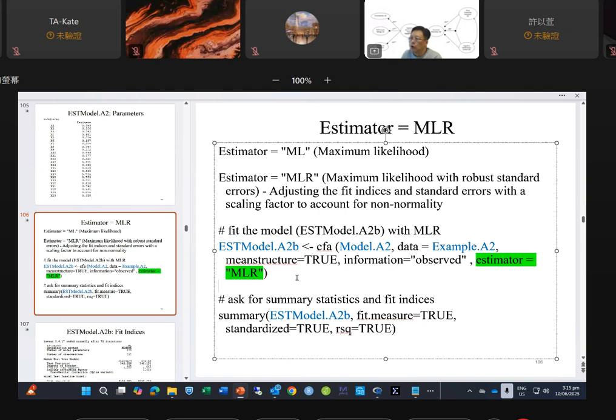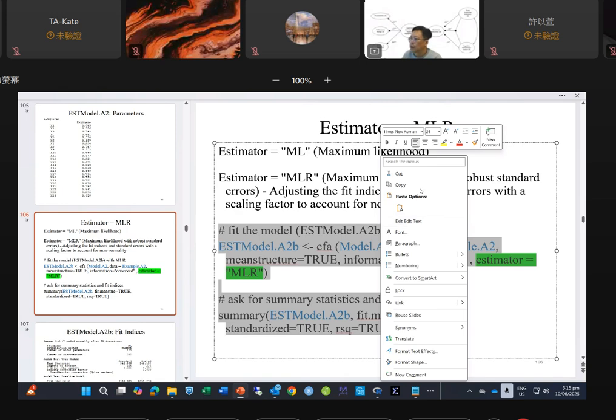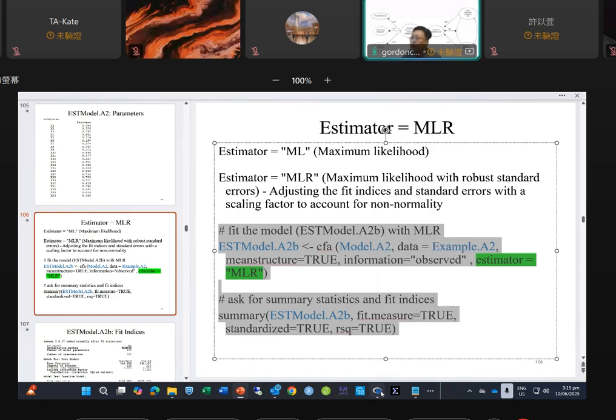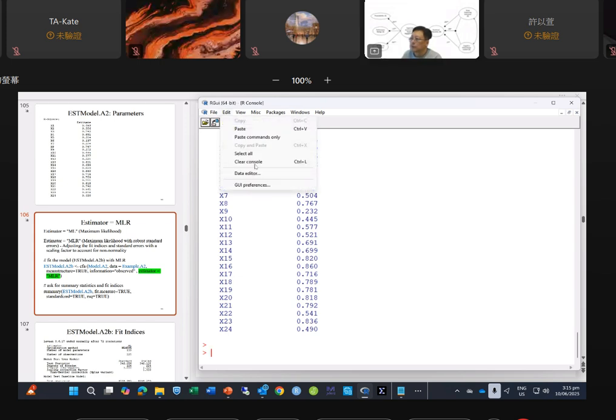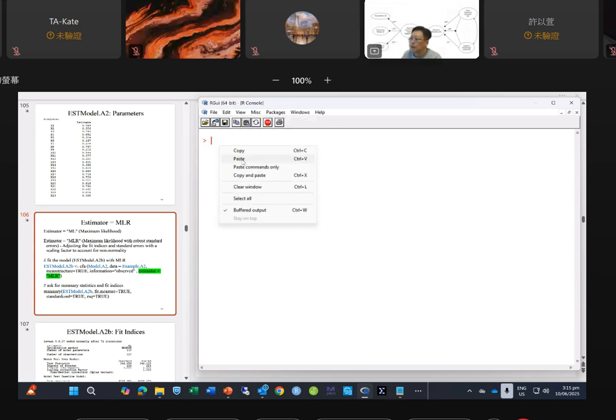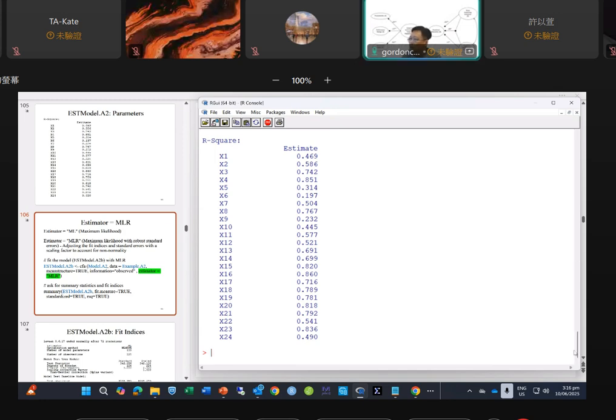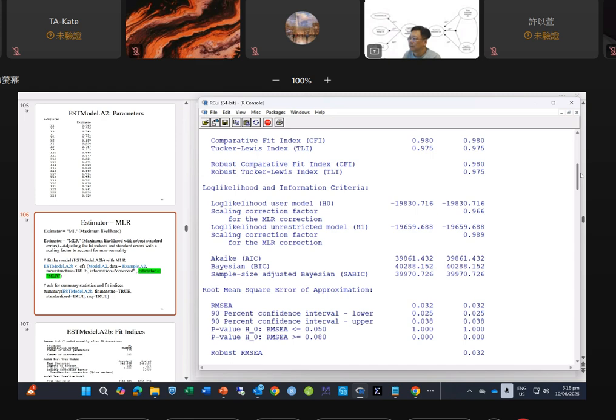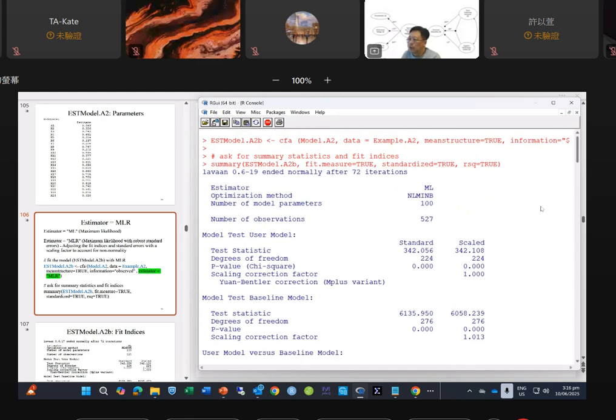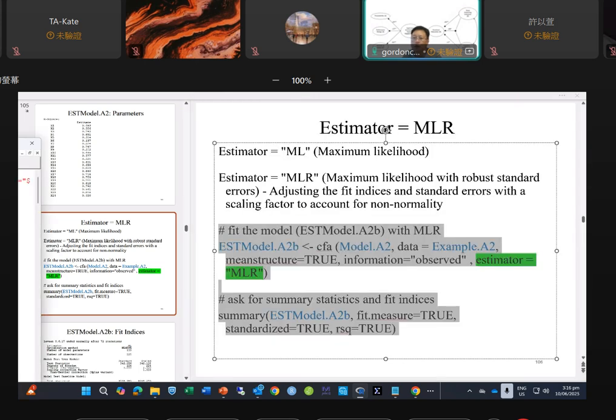Okay, so we can run your model again by running a different model and adding estimator equals MLR to see what the differences are. Copy and paste these two lines into your R. So I got a new set of results. Have you done that? Yeah, okay.